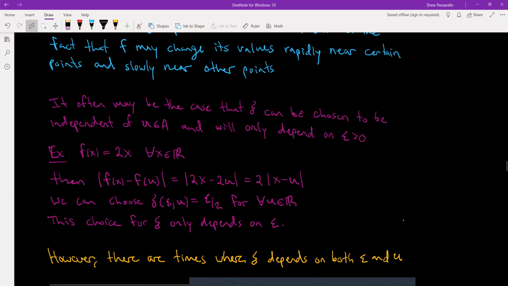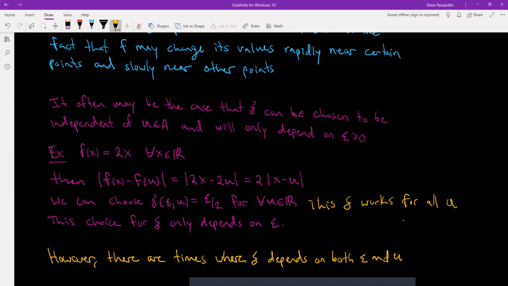So for this example, f of x equals 2x for all real numbers x. We have the absolute value of f of x minus f of u is equal to the absolute value of 2x minus 2u, and you could factor out the 2, which is equal to 2 times the absolute value of x minus u. So we can choose a delta where delta is equal to epsilon over 2 for any u in the reals. And this choice for delta only depends on epsilon. So it doesn't matter what we have for u, this delta works for all u. All right, so that's a case where we can pick delta to only depend on epsilon.